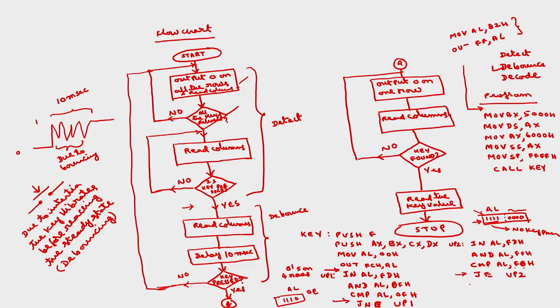Okay. So for the delay, move CX comma 16EA. In the last class, we discussed how to compute the delays. So with this count value, if I loop here itself, then this program will generate a delay of 10 milliseconds. Okay. These two instructions are basically to provide a delay of 10 milliseconds. Now after this, again I will check whether the key is still pressed. If the key is still pressed, that is the original key. Otherwise, it is due to noise or debouncing of the key.